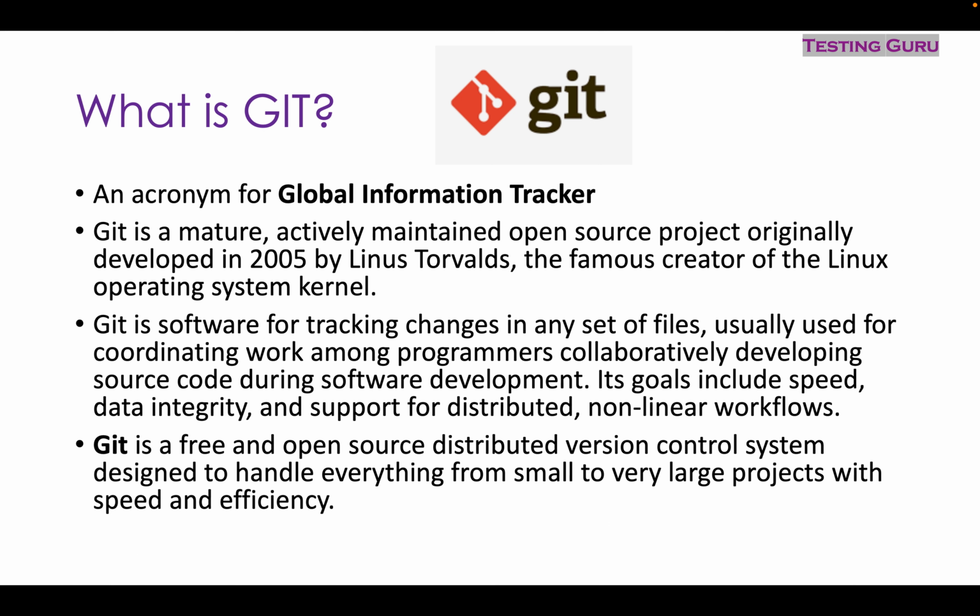Git is a software for tracking changes in any set of files, usually used for coordinating work among programmers collaboratively developing source code during software development. Its goals include speed, data integrity, and support for distributed and nonlinear workflows. And coming to the definition, Git is a free and open source distributed version control system designed to handle everything from small to very large projects with speed and efficiency.